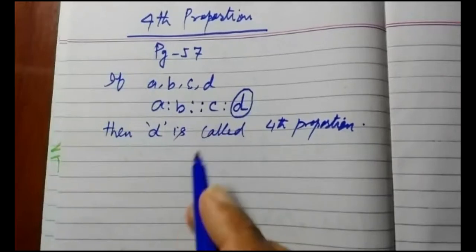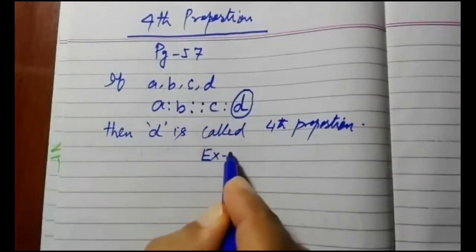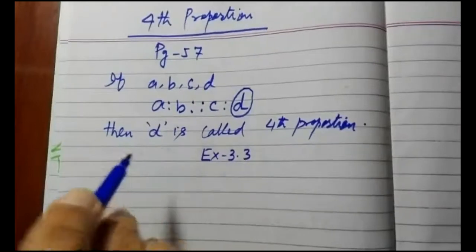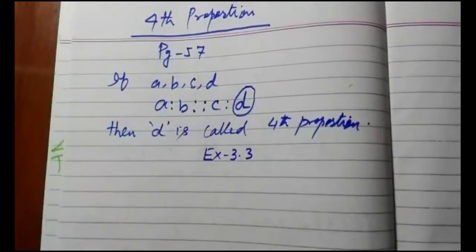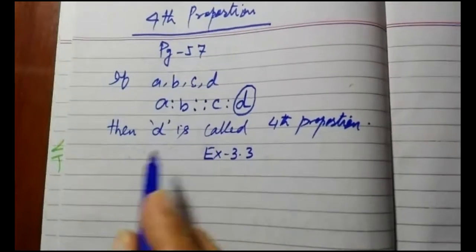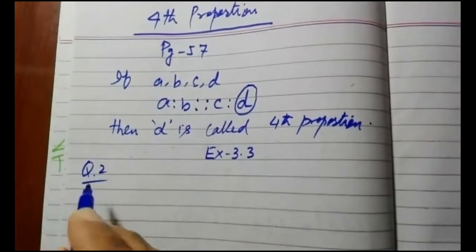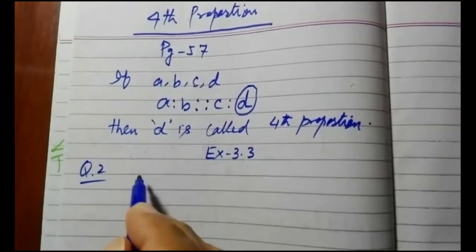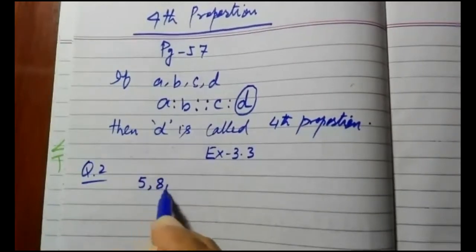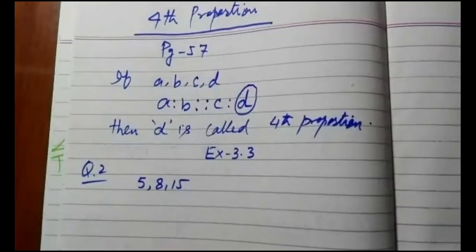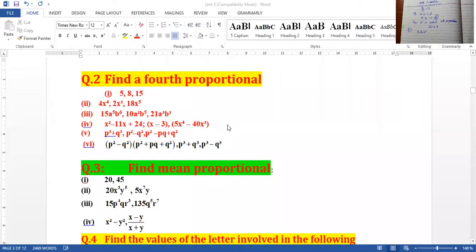If I apply it to exercise number 3.3 we are working on, it is question number 2 in exercise 3.3. Find fourth proportion. I will also share it on the screen. First, let me write it: 5, 8, 15. So this is the question that we have to solve.